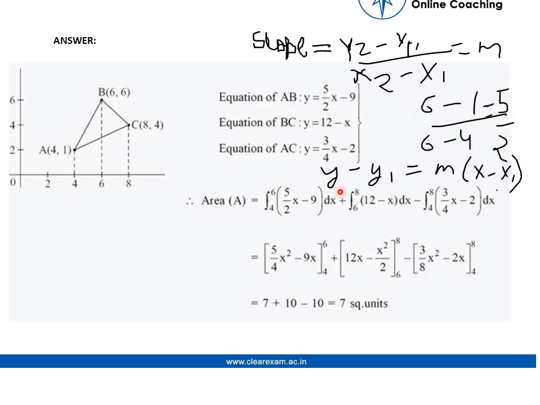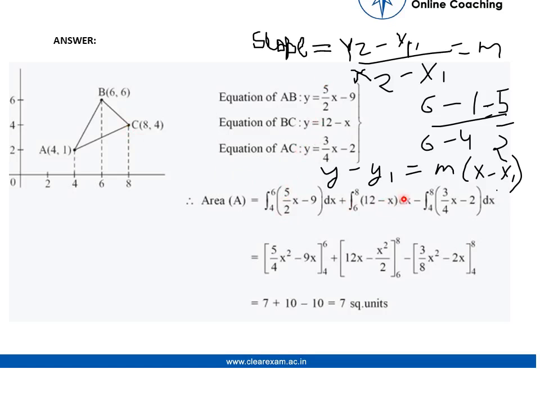Now for calculating the equation, we'll choose one of the endpoints. So I have chosen this one. So we'll put the value of y1 and x1 and put the value of m. We'll calculate and get the equation of the line. Similarly we'll do it for BC and AC as well.